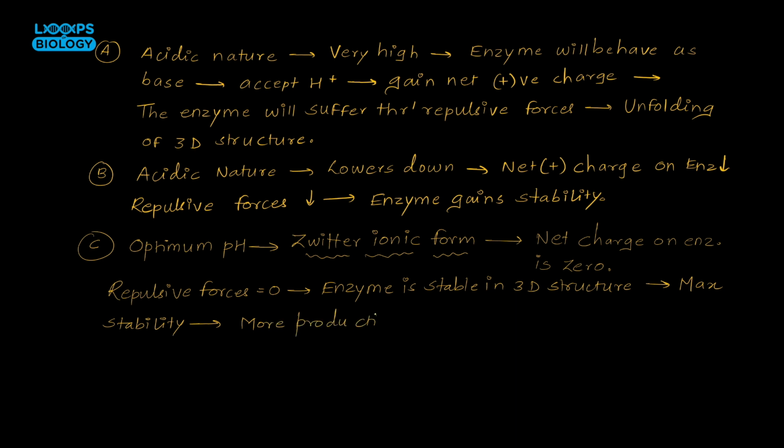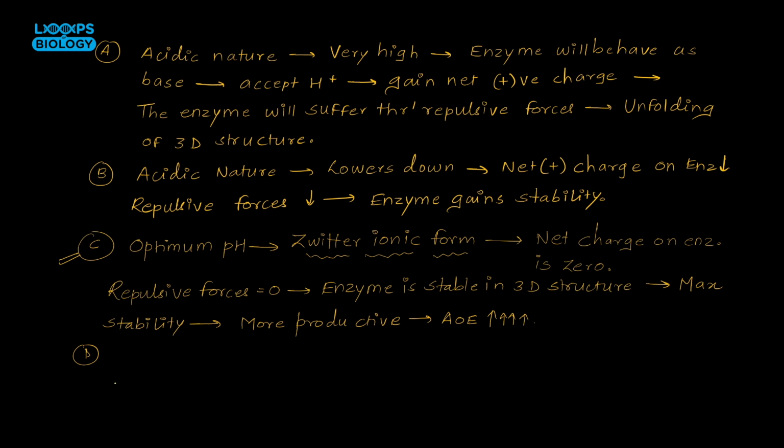That means the activity of the enzyme is at its maximum, guys. Got it? C is basically the optimum pH. The pH at which the activity of the enzyme is maximum is known as optimum pH. You must be remembering that from the properties of enzyme.